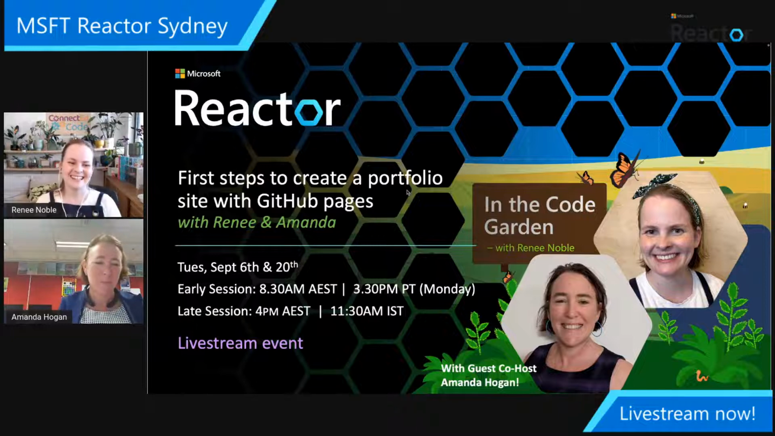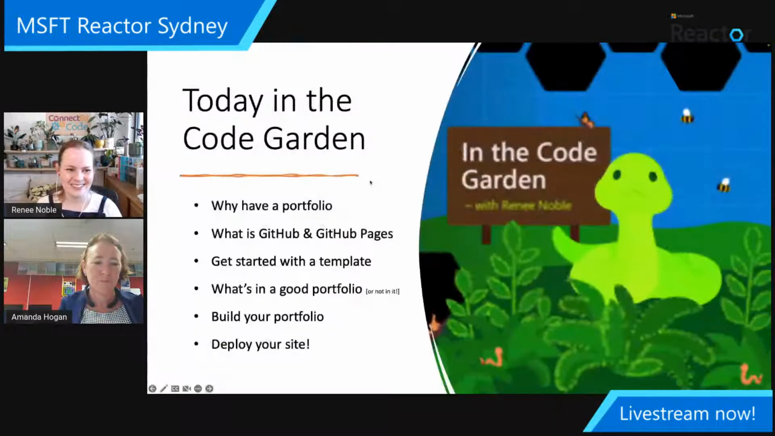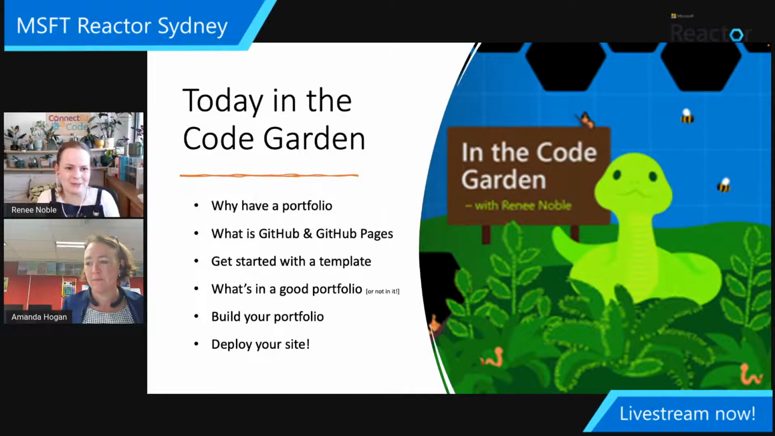So let's kick it off with what we're going to do today. So in the Code Garden today, we have Amanda here because we're building a portfolio website, and Amanda works with a lot of students. So why did we pick this topic, I guess, is the question.